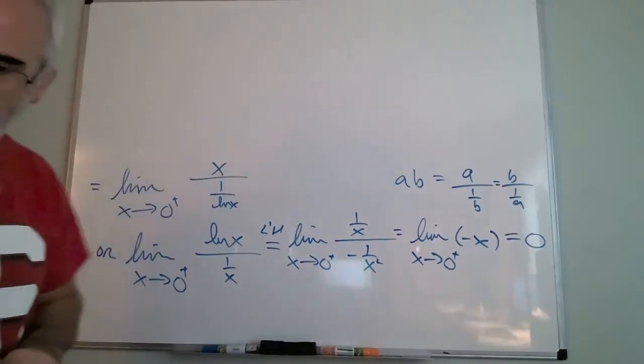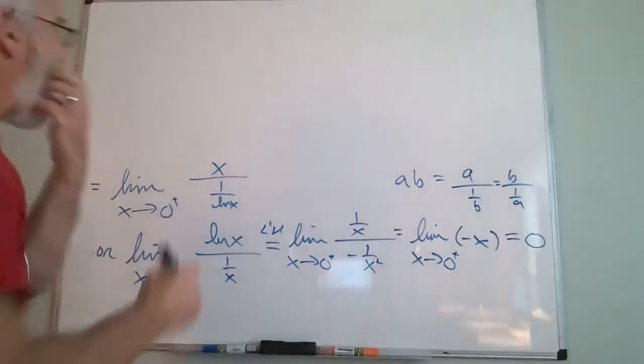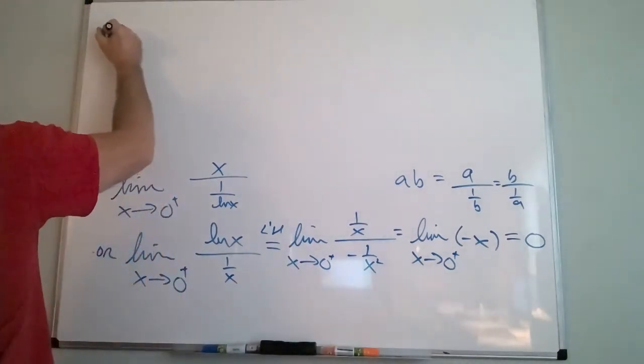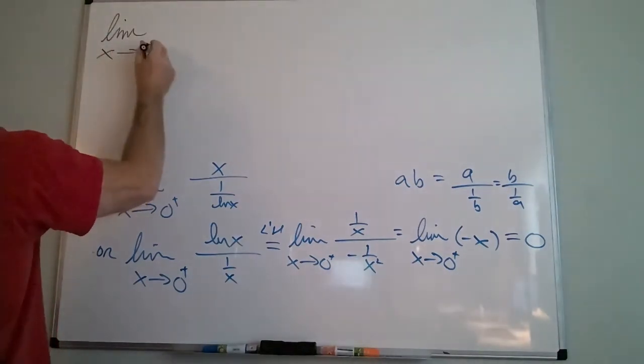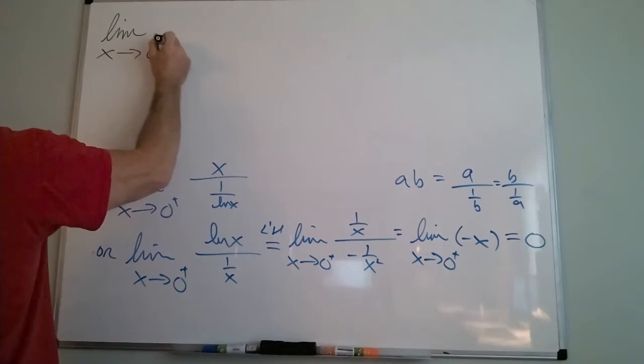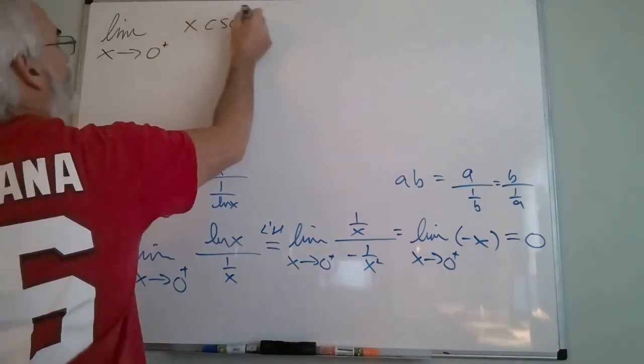Let me think something, I'd like to do something diabolical here. How about I've got the limit as x goes to zero, once again, I'll say from the right of x cosecant x.